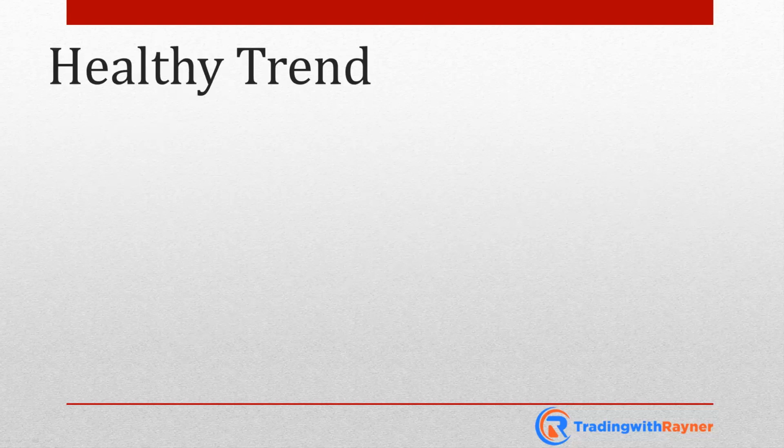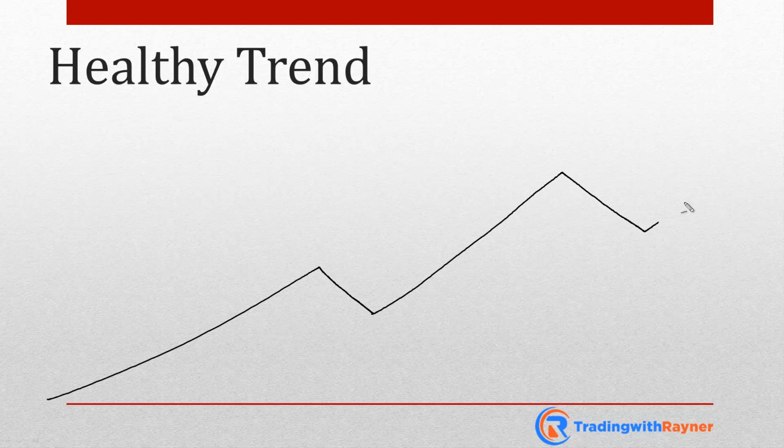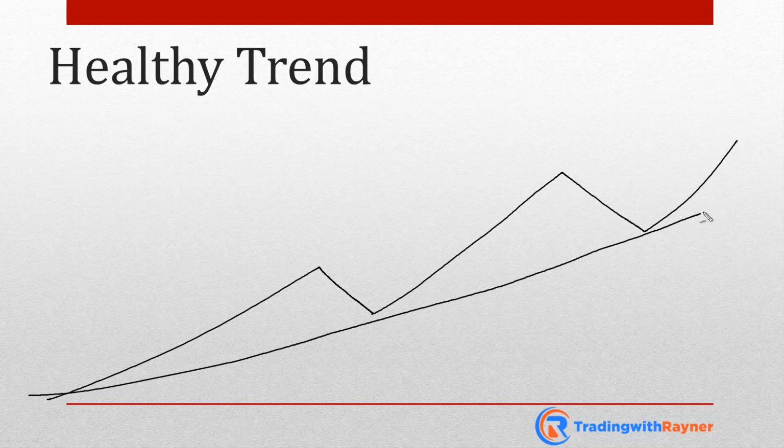So moving on, healthy trend. What is a healthy trend? If you recall, a healthy trend is a trend which has a deeper pullback compared to the strong trend. We have a deeper pullback, usually respecting the 50 period moving average, or trading above it.